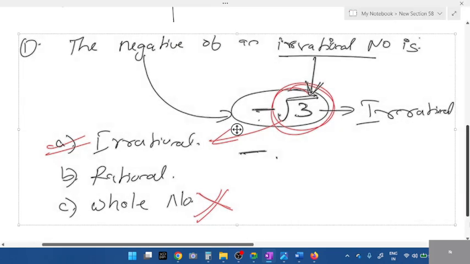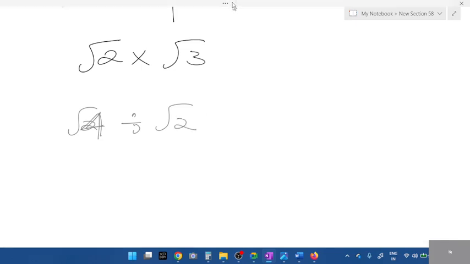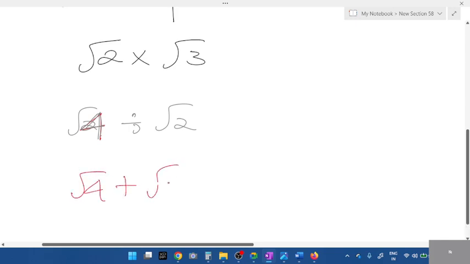Next one. They'll give us any question which has irrational numbers, students. Now, square root of 2. I'll teach you a few square root concepts now. Square root of 2 multiplied by square root of 3. Next, square root of 4 divided by square root of 2. Next, square root of 4 plus square root of 2.